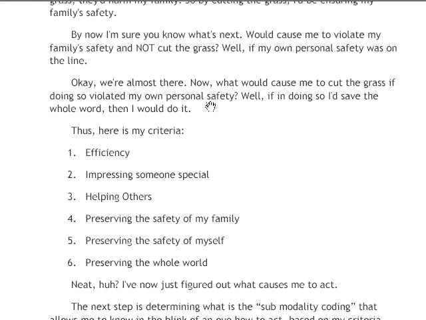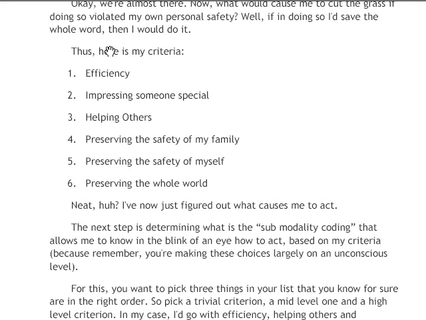So, okay, we're almost there. Now, what would cause me to cut the grass if doing so violated my own personal safety? Well, if by doing so I'd save the whole world, then I would do it. Thus, here's my criteria. Number 1, efficiency. 2, impressing someone special. 3, helping others. 4, preserving the safety of my family. 5, preserving the safety of myself. And then the final one is preserving the whole world. Neat, huh? I've now just figured out what causes me to act.